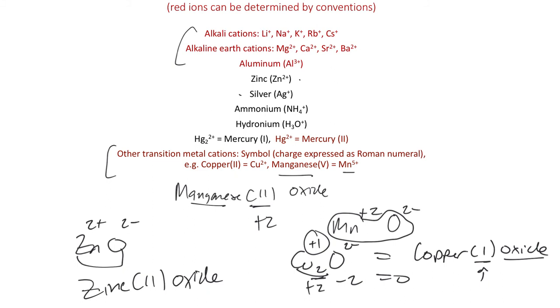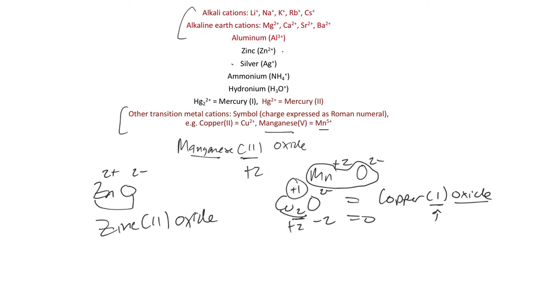If it were up to me, we would just call it zinc 2 oxide, so that for all transition metals we would always use a Roman numeral. But the only 2 that we're not going to use a Roman numeral for, if we go by name, would be silver with a plus 1 and zinc with a plus 2.